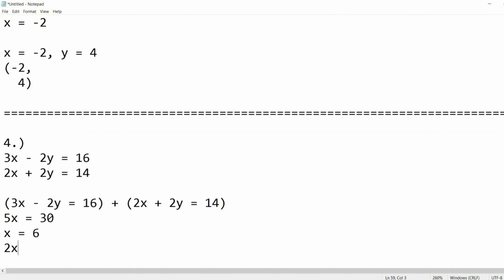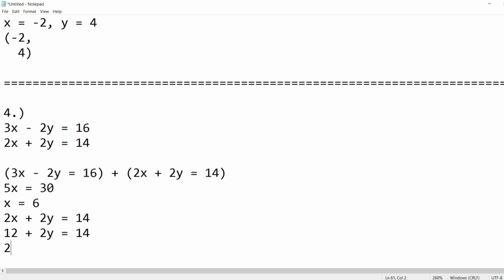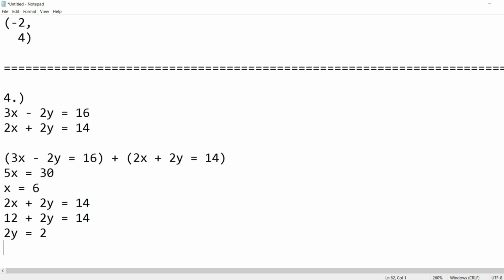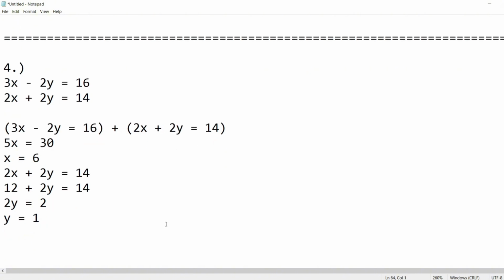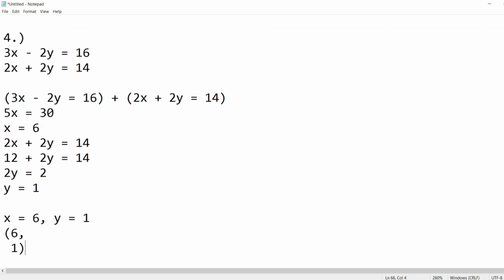Now let's substitute x equals 6 into 2x plus 2y equals 14. We will get 12 plus 2y equals 14. Subtract 12 from both sides and we get 2y equals 2. Divide both sides by 2 and we get y equals 1. So x equals 6, y equals 1. And that is how you solve simultaneous linear equations.